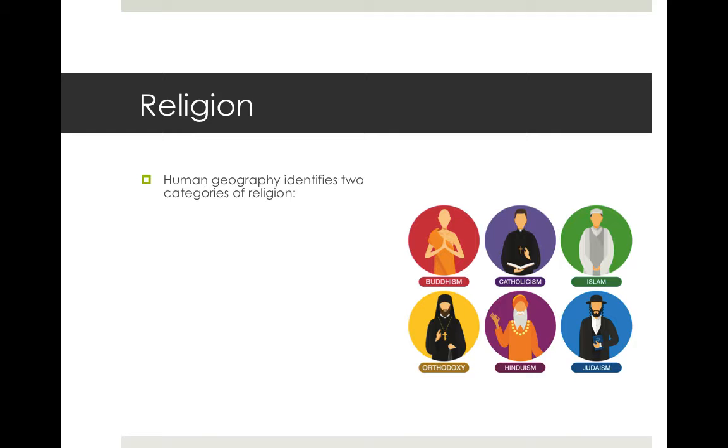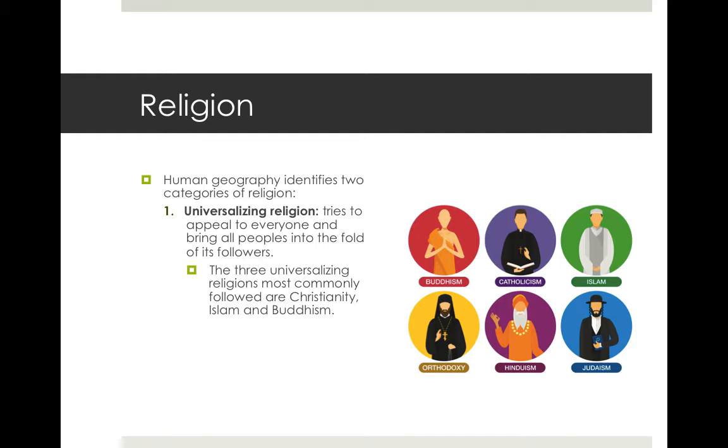Human geography identifies two categories of religion. One is universalizing religion, which tries to appeal to everyone and bring all peoples into the fold of its followers. The three universalizing religions most commonly followed are Christianity, Islam, and Buddhism. Ethnic religions are a religion that attracts one group of people located in a specific geographic area. And often these religions are closed to outsiders, or they do not actively seek people to come and join.